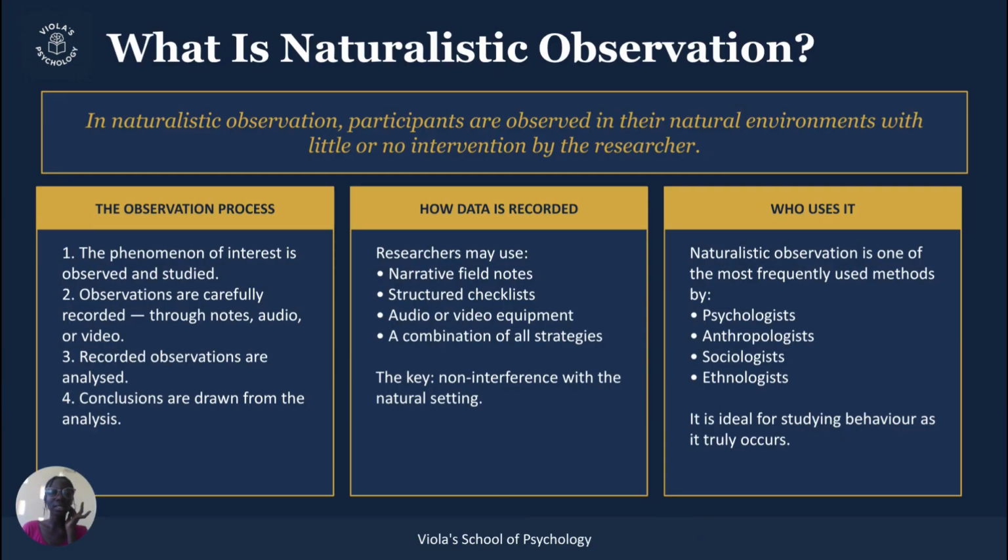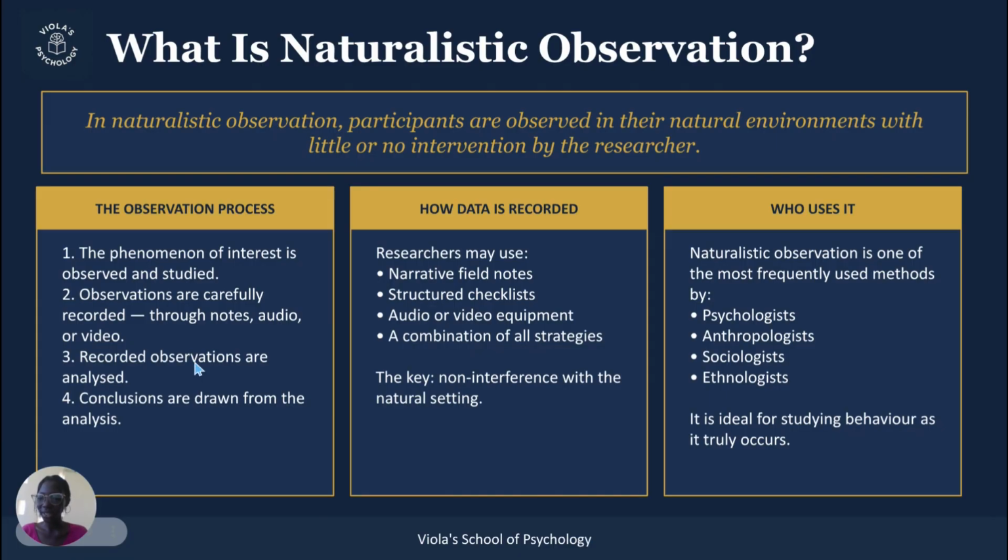So, what is naturalistic observation? In naturalistic observation, participants are observed in their natural environment with little or no intervention by the researcher. And the process of this observation has four steps. Number one, the phenomenon of interest, which is the subject or participant being studied, is observed and studied. Number two, observations are carefully recorded through notes, audio, or video.